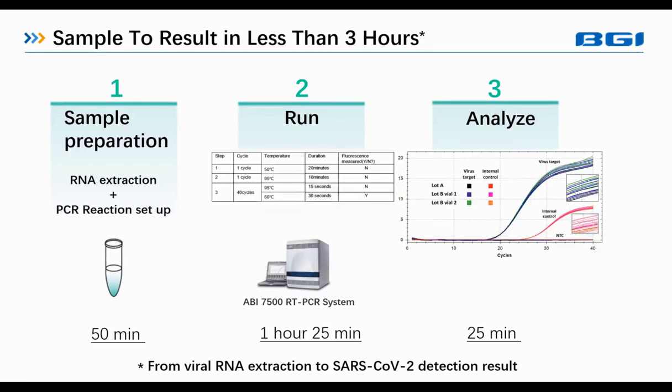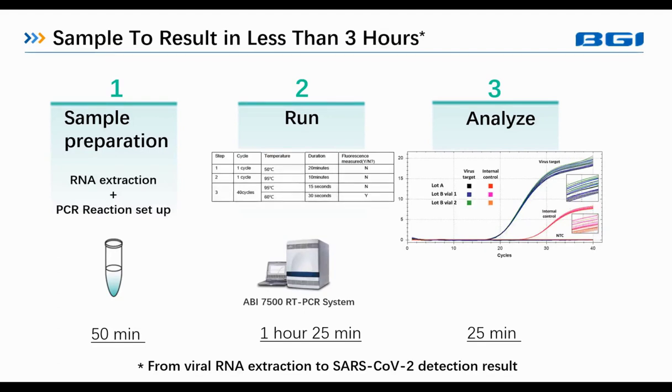This is a workflow from sample preparation all the way to the data analysis. Briefly, it can be divided into three steps. First step is sample preparation, including RNA extraction from patient samples, and then setting up the PCR reaction. Assuming everything is done manually, this step will take about 50 minutes.